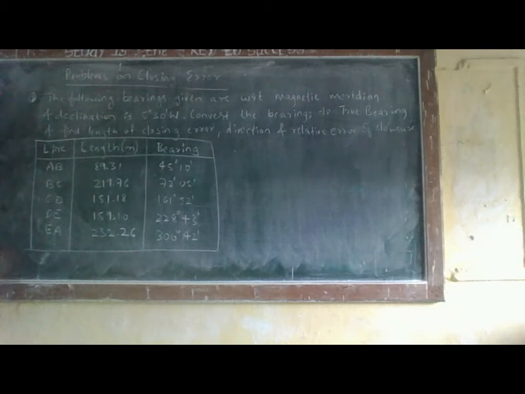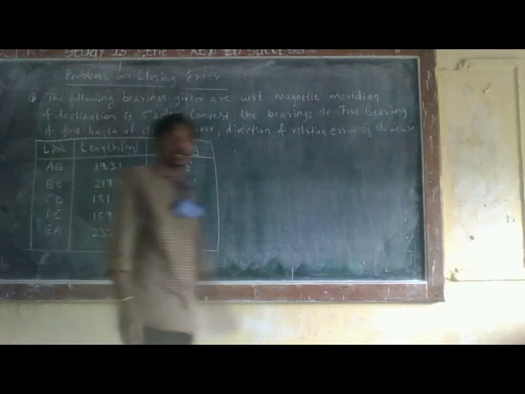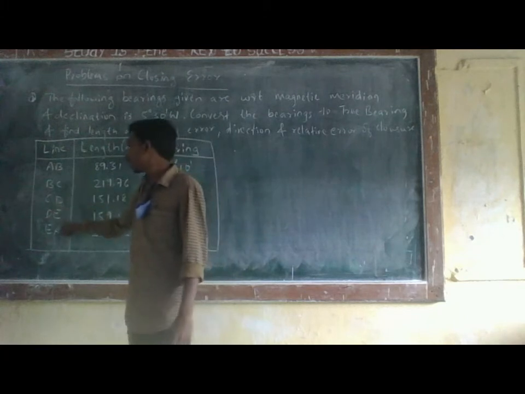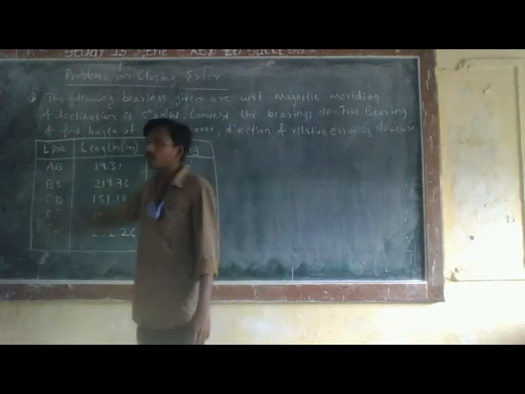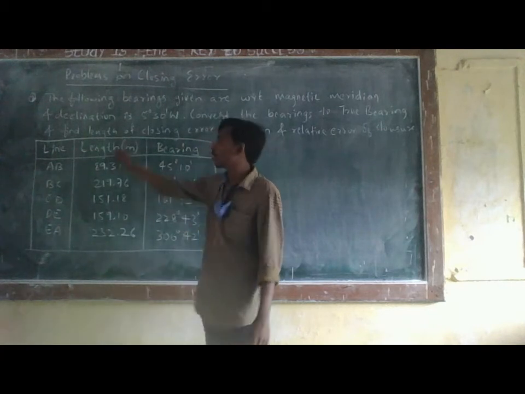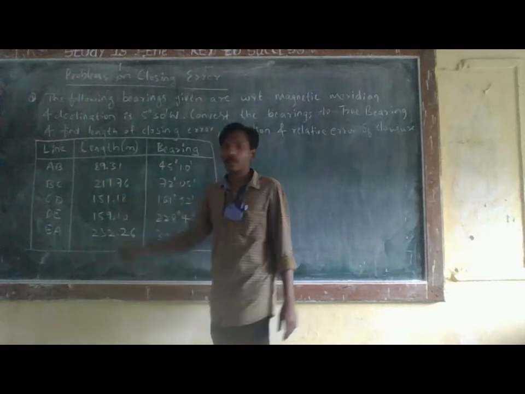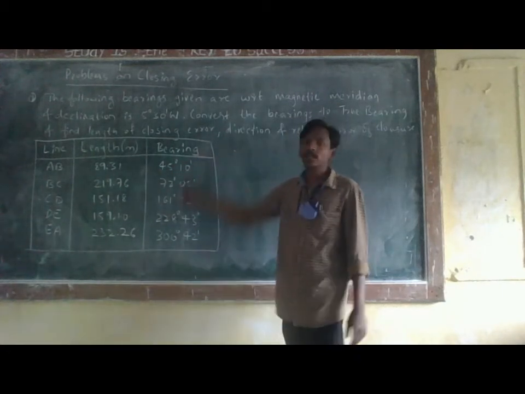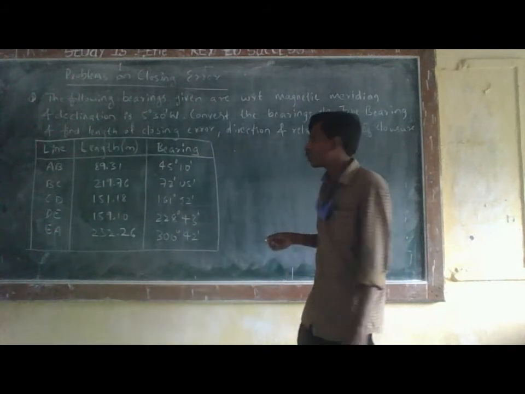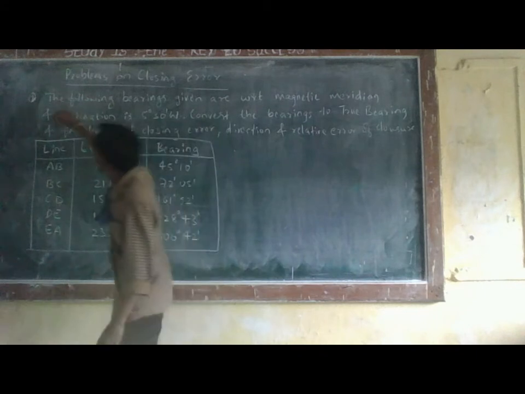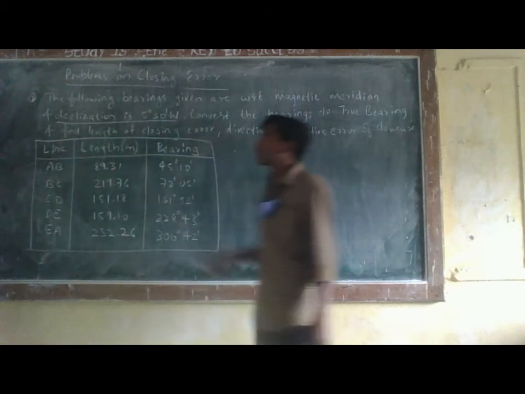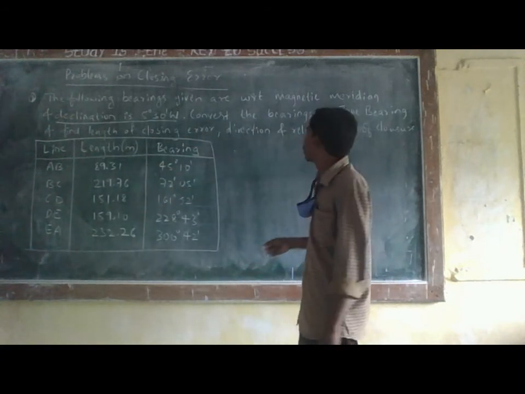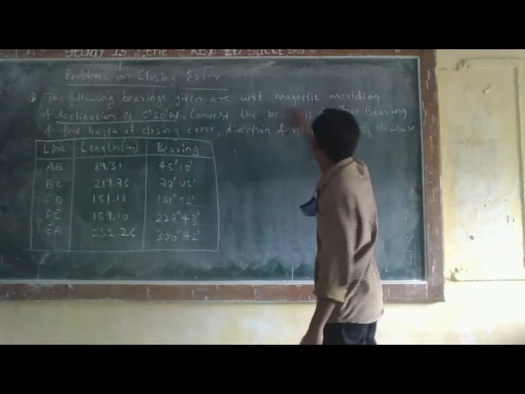So here they have given a closed traverse A, B, C, D, E. So AB, BC, CD, DE and EA are the lines of the traverse or the traverse sides, and they have given the respective lengths of the traverse sides, and they have also given the respective bearings. So here the bearings are in whole circle bearing system. Now read the question. So bearings are given and the length of each traverse side is given, and the bearings are with respect to the magnetic meridian.